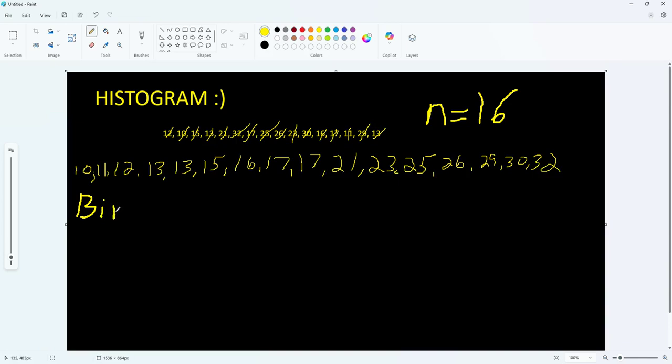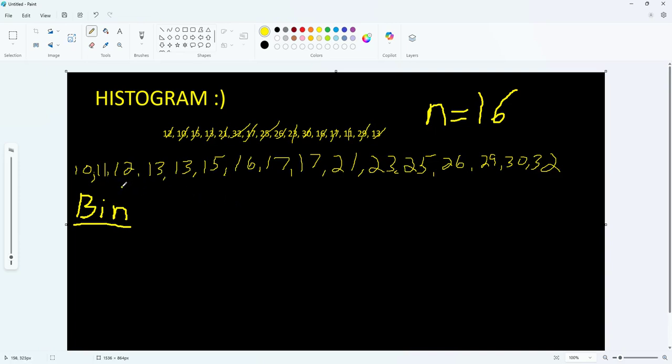Think of it like a bin that you put stuff in, right? Because we're going to take groups of numbers. We're going to sort these numbers into a range, and then those bins are going to represent that range of numbers.